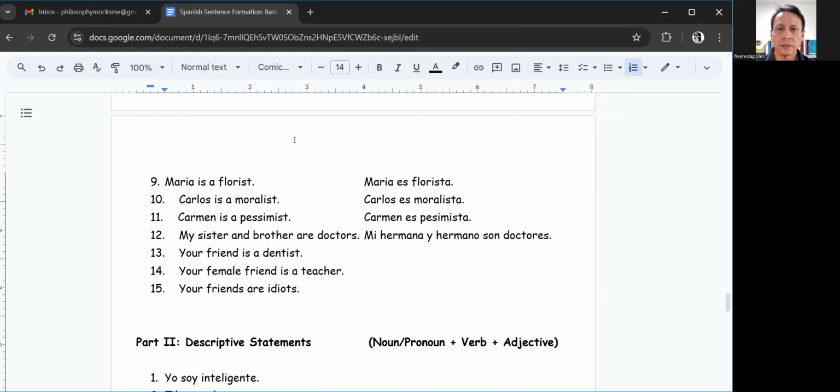Your friend is a dentist. It's up to you if you want to make it male or female. I'm putting male every time unless I'm indicating for female, then I will indicate it. But it's up to you, whatever. Just practice however you want here. Tu amigo es dentista.